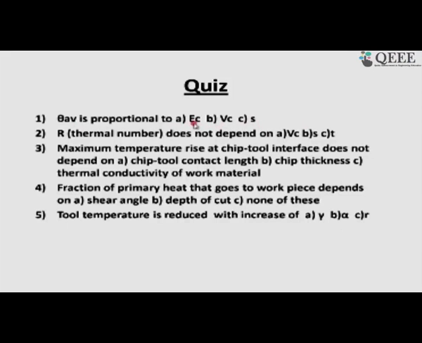It should be proportional to EC, it is not directly proportional to VC and S. Thermal number does not depend on VC, S and T. It does not depend on T, it depends on VC and it depends on S indirectly, because A1 is S sin phi. So, that is the way you can look into that.